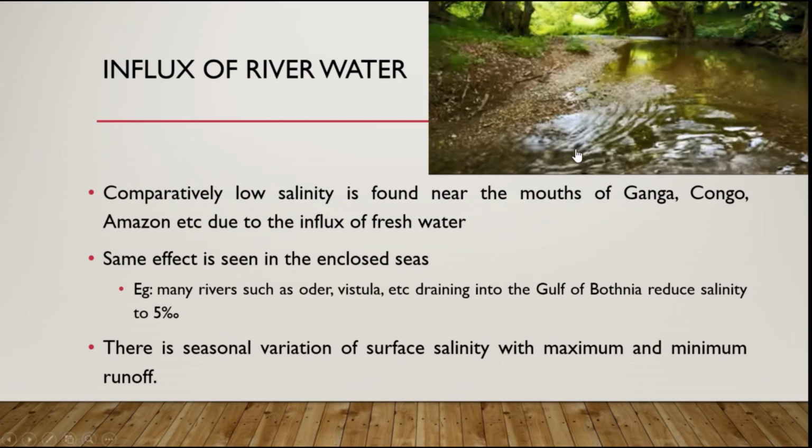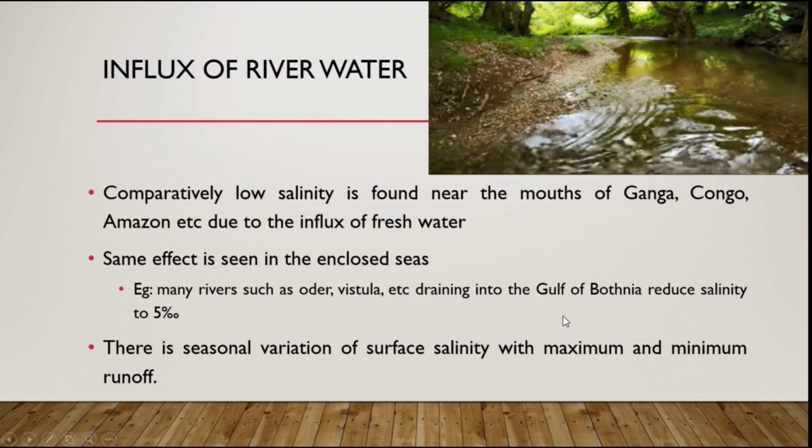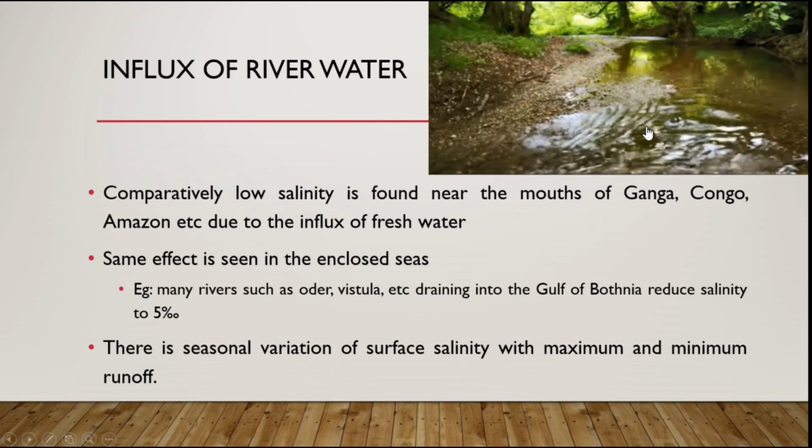Then, influx of river water. The influx of fresh water by rivers is another important factor which brings down the salinity in the ocean water. The rivers such as the Congo, St. Lawrence, Amazon, etc. carry a large supply of fresh water to the oceans in which they fall. Due to the addition of fresh water, salinity near the mouths of rivers decreases. The same effect is seen in enclosed seas also. For example, many rivers such as Oder, Vistula, etc. draining into the Gulf of Bothnia reduce salinity to 5 parts per thousand.